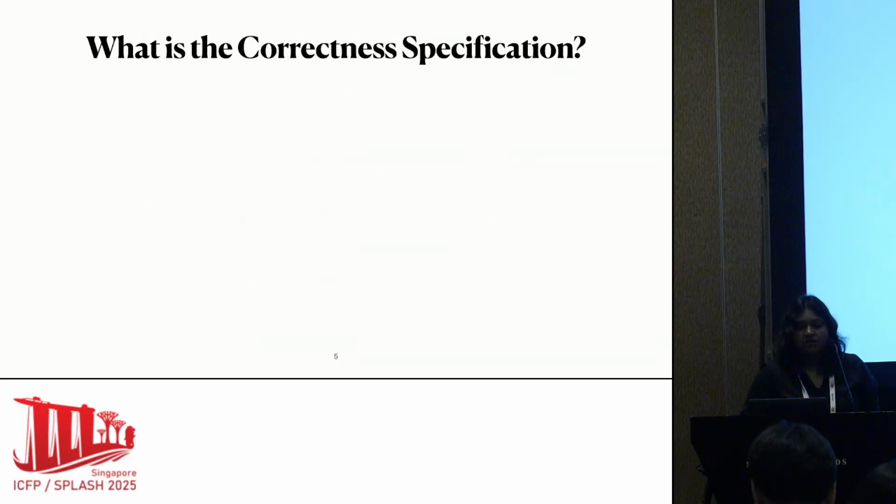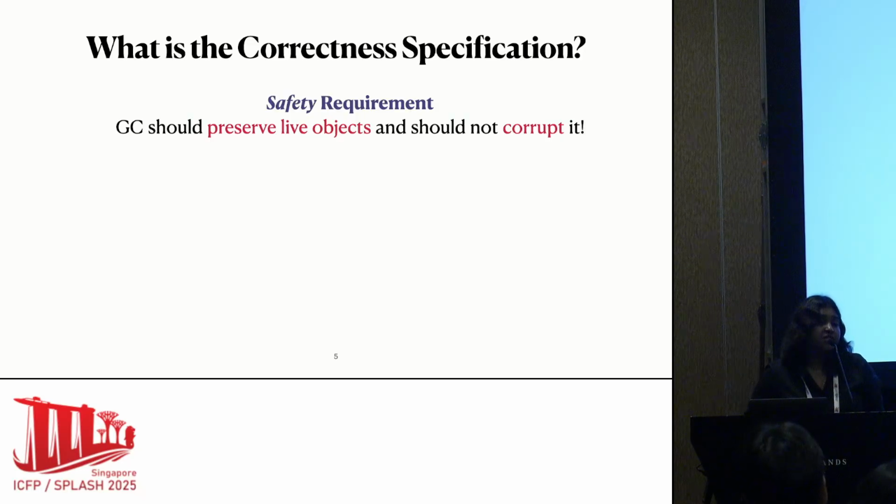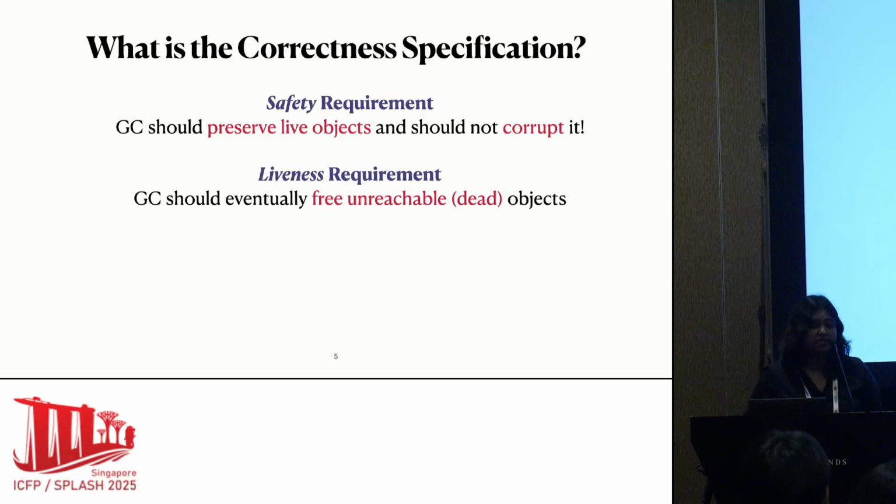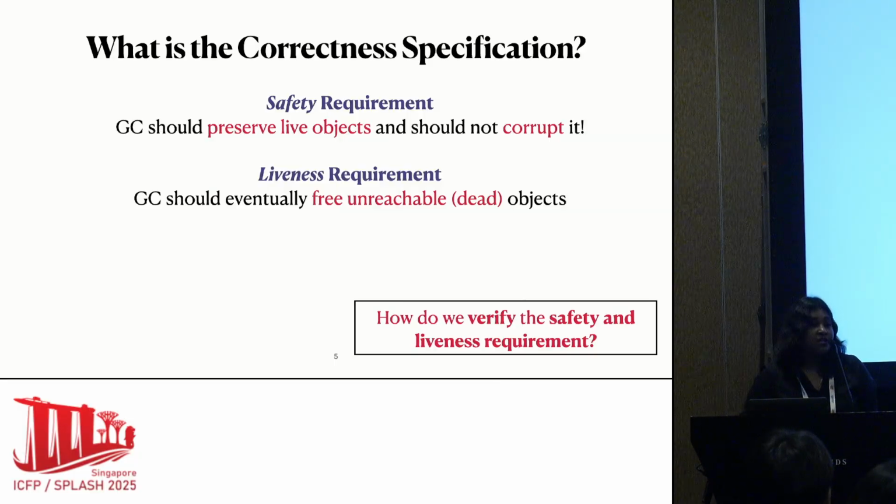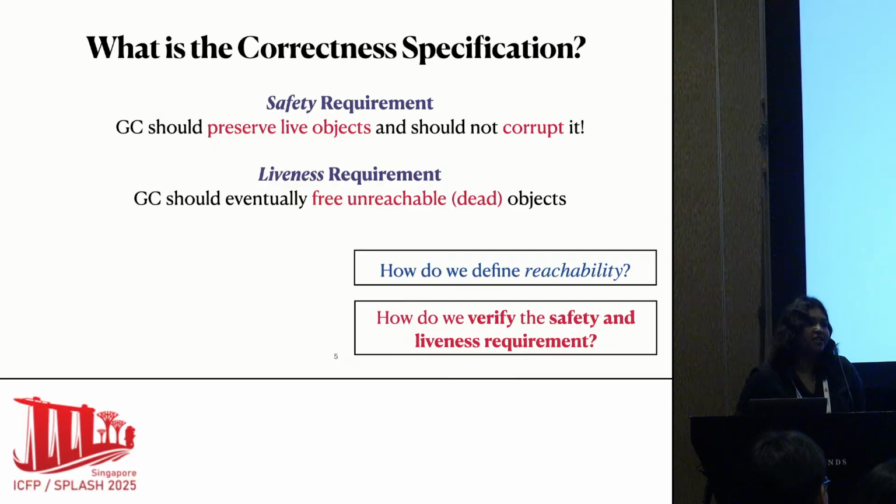Okay, so what's our correctness specification for verifying a GC? There are two specifications. One is the safety requirement, which states that the GC should preserve live objects and should not corrupt them. Whereas the liveness requirement states that the GC should eventually free unreachable objects. But how do we verify the safety and liveness requirements? For that, we actually need to define what reachability is. And hold on, I will be getting there soon.